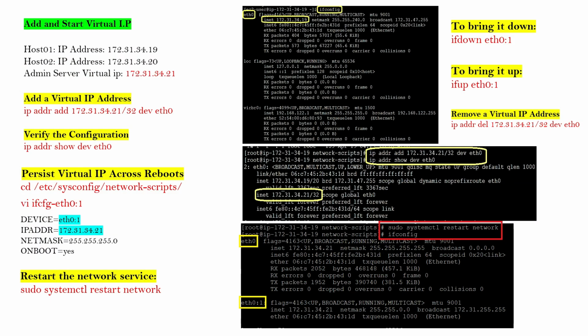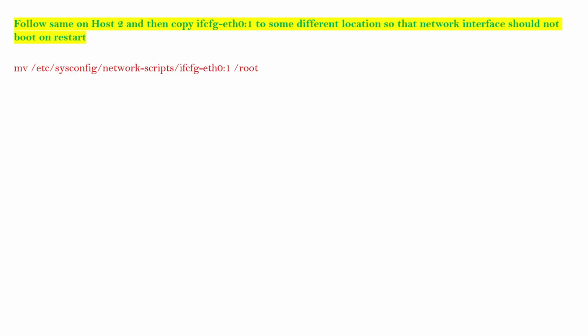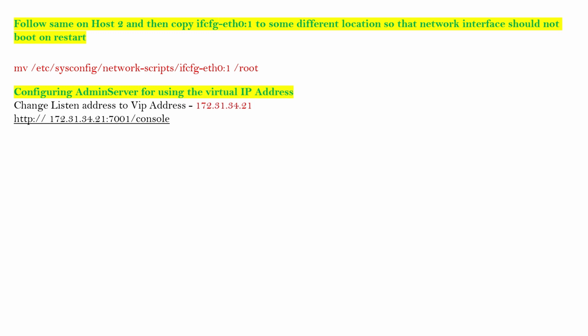Right. Now once this configuration is completed, you can point your admin server listen address to this virtual IP, and after that try to access the admin console. Then you will be able to access your admin console with the help of this virtual IP. So what we have done is configure the virtual IP, and then configure our admin server to listen on this virtual IP on host 1, and it is accessible.